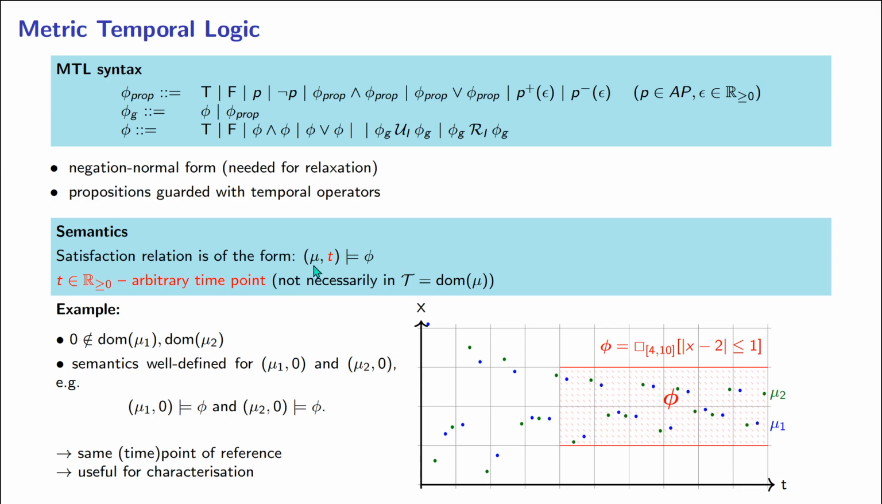This seems to be a natural choice, but in particular when we check properties of two different timed sequences with different time domains, then we can always use the same time point of reference. For instance, in our semantics, we can make a statement that these two timed sequences both satisfy this formula phi at time 0, even though neither trace has 0 in a time domain. So there is no sample point at time 0. So this type of semantics allows us, I think, more precision, and it's also useful for the characterization result.